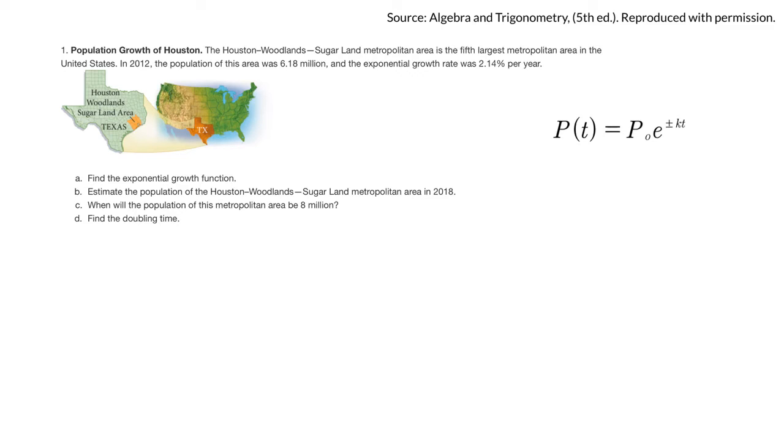All right, here's a good example of an exponential function and using this formula here to help you solve different things. The first question asks you to find the exponential growth function. For that, what you do is you plug numbers into this equation, but you don't plug in anything for t. So I'm going to write P of t is equal to P0, which stands for how much you start with. It looks like we're starting with 6.18 million.